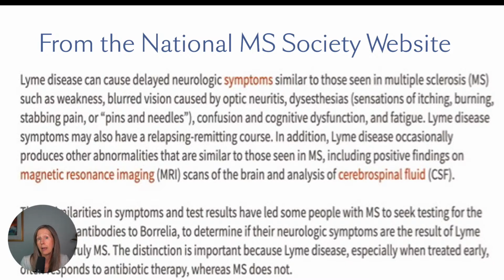So they're saying Lyme disease and MS can have very similar symptoms. And then they go on to say they can both have relapsing, remitting courses. And then they say that the testing, looking at spinal fluid and MRI scans, is also very similar between Lyme disease and multiple sclerosis. But then they say they're different. So the testing is often the same, the symptoms are often the same, the relapsing, remitting course is the same, but they're different. And the reason they say they're different is that with people that have multiple sclerosis, antibiotics don't help, but people that have Lyme disease, if they treat early enough, the antibiotics help.